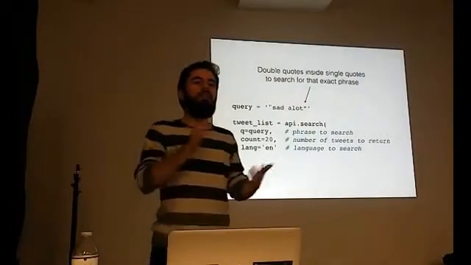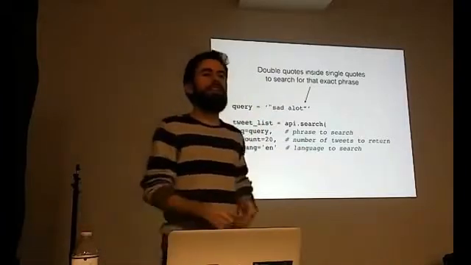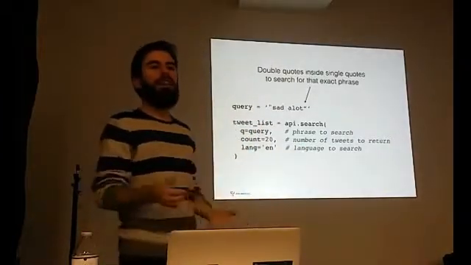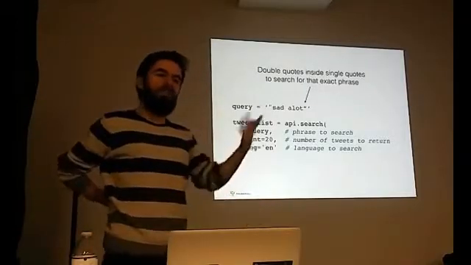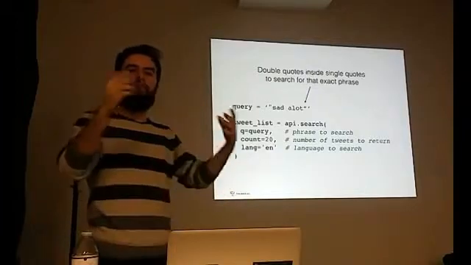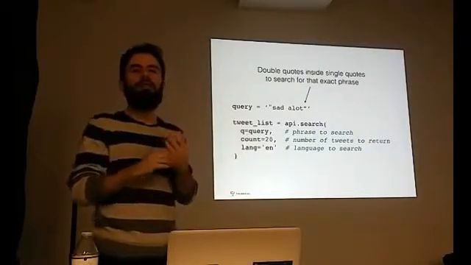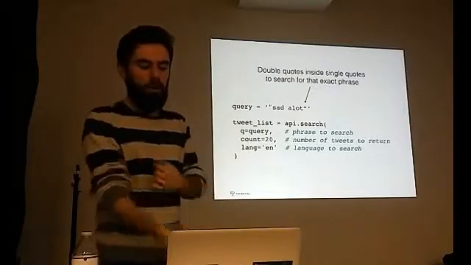Okay, so what are we doing here? First, we have query. Query is a Python string that inside has double quotes and the term that we're going to be searching for on Twitter. We need the double quotes to search for that exact term. If it's only one word, you don't need them. But if it's a phrase, same as when you search on Google and you want to search for that exact phrase, you put the double quotes. So we're doing the same thing.